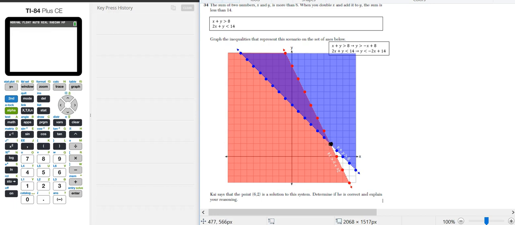Now it's in black. It's by the intersection of both lines of the borders of the inequalities. Notice that the borders of the inequalities are dashed lines and not solid lines. If the border of an inequality is a dashed line instead of a solid line, it means that that border is not included within the solution set of the inequality. And therefore, Kai is incorrect because the point (6, 2) is on the borders of both inequalities. And since the borders of the inequalities are dashed lines, the borders are not included within the solution set of the inequality. And (6, 2) is not a solution to the system.